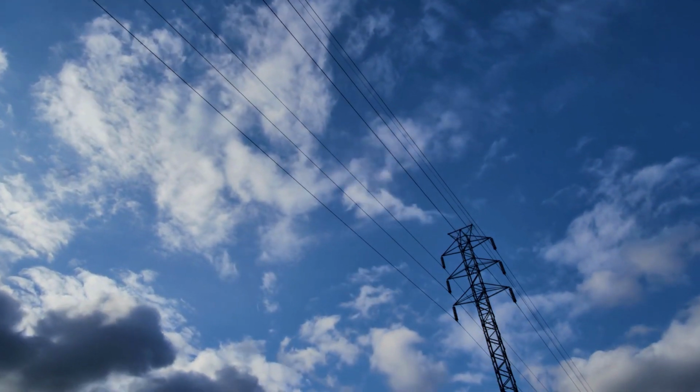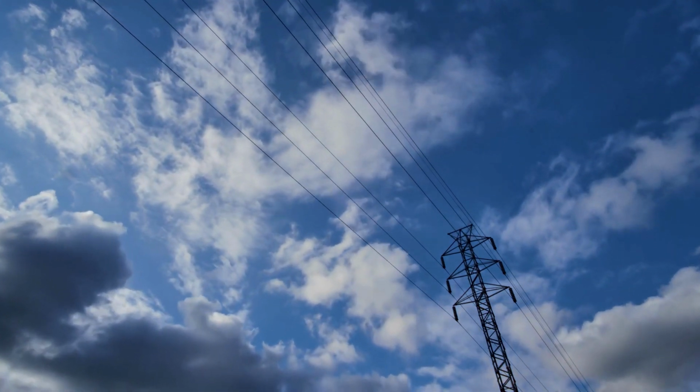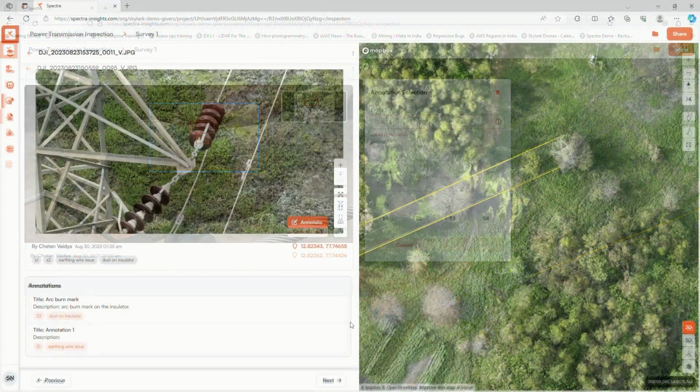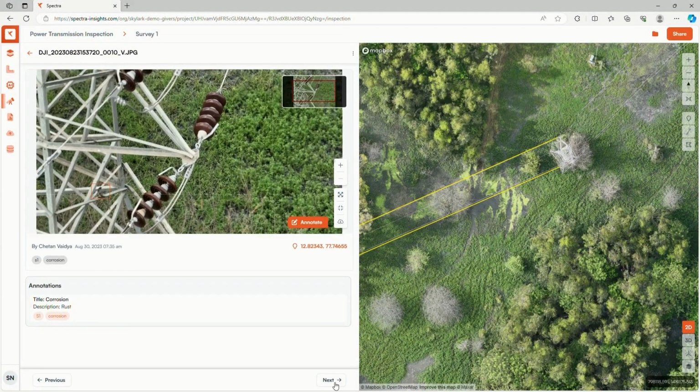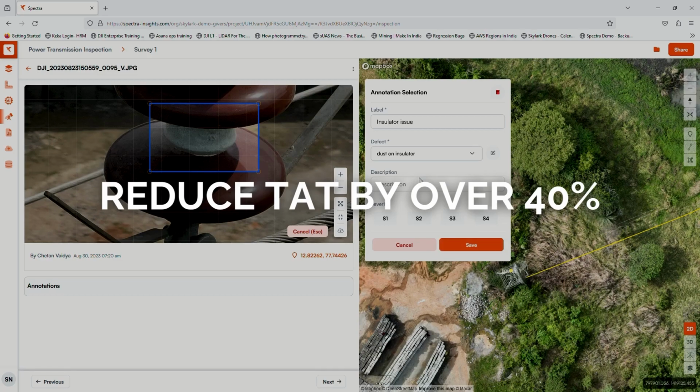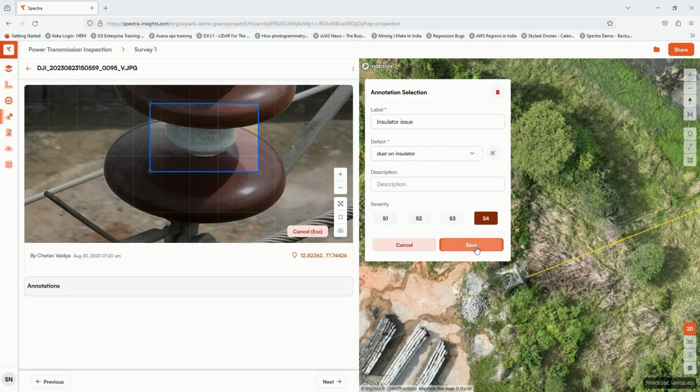Post the generation of power, Spectra helps in maintaining the power distribution infrastructure as well. Perform remote inspection using Spectra's powerful annotation capabilities. AI-based defect detection allows for remote inspections that can reduce your inspection turnaround times by over 40%.